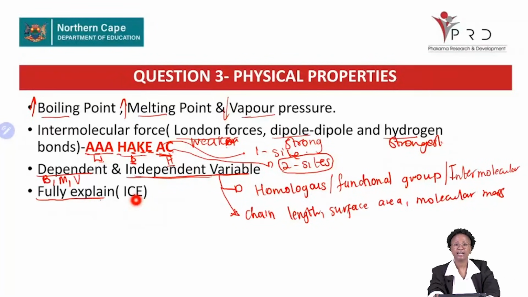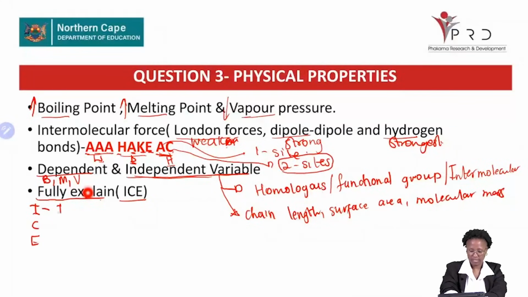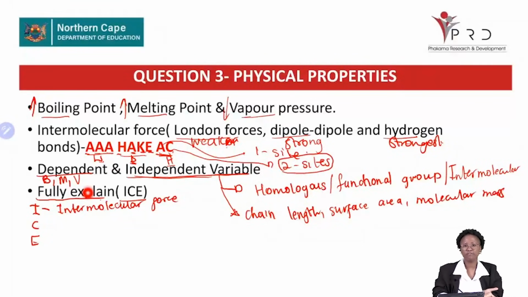Then lastly, the examiner can say to you, fully explain why the boiling point of this particular substance is higher or lower. So what is it that we are looking for? I've written ICE for you to help you remember. What is it that we are looking for when we want you to explain? Remember, I will stand for the intermolecular forces. Talk about the intermolecular forces that are present in each organic compound. Is it London forces and hydrogen bonds? Is it dipole and hydrogen bonds? Or is it all London forces? So identify the intermolecular forces that are present.